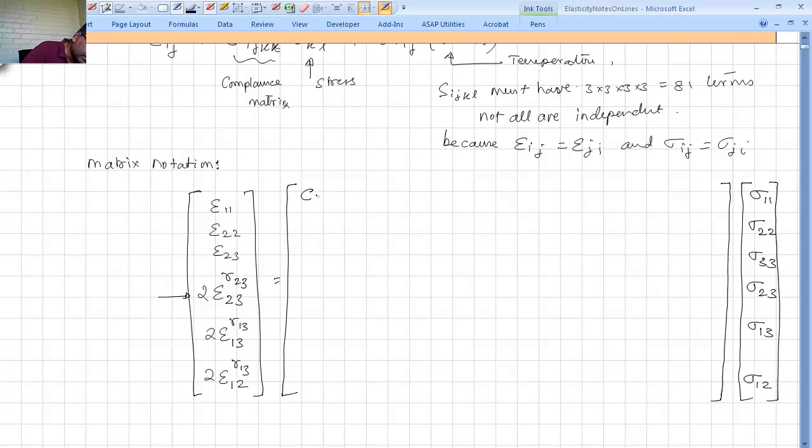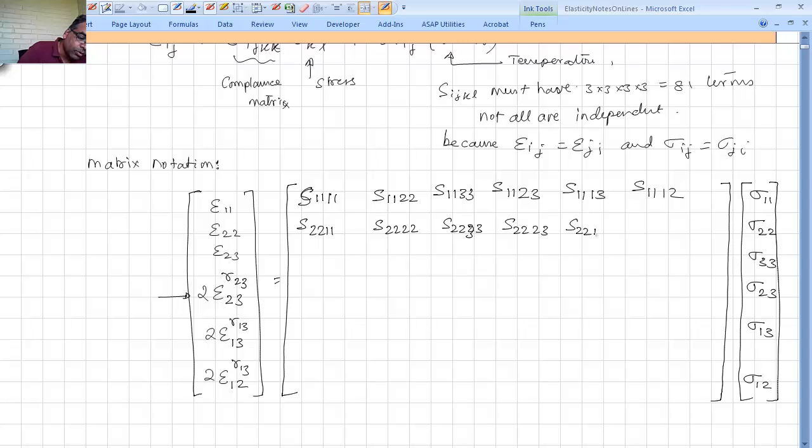The rows here will be S1111, S1122, S1133, S1123, S1113, S1112. Then I'll have S2211, S2222, S2233, S2223, S2213, S2212. You get the pattern, right? Then the last one, S3311, S3322, S3333, S3323, S3313, S3312.